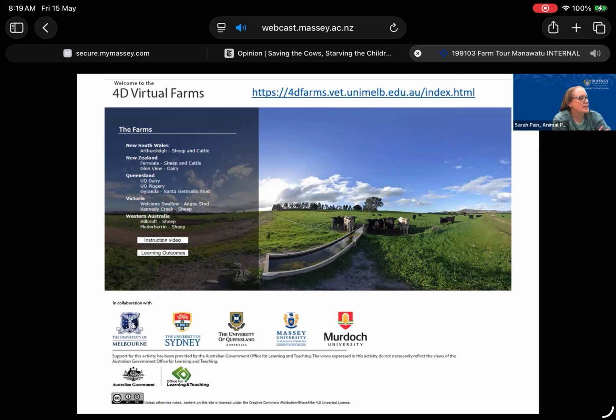It's a collaborative effort with a bunch of universities in Australia, so 4 universities in Australia that have got vet schools in them, and then Massey here. And so they put together snapshots from different types of farms. It's mostly sheep, cattle and dairy, but there is an example of a piggery there from the University of Queensland. So that's the one that we'll pop in and take a bit of a look around.